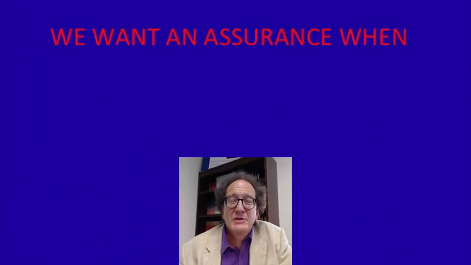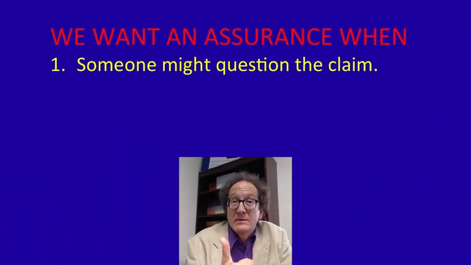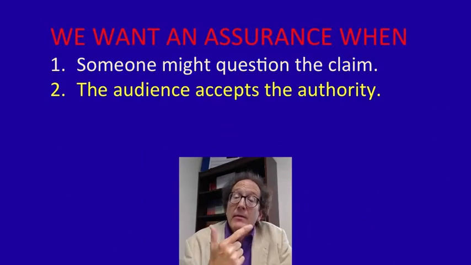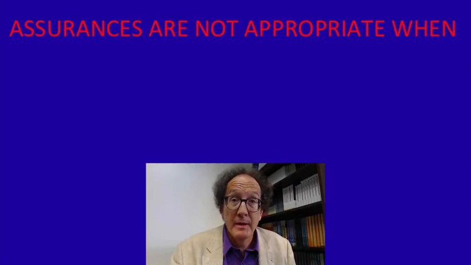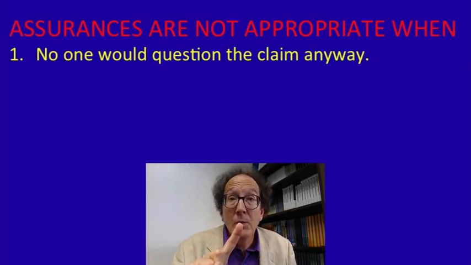So, assurances can be useful, and they can also be misleading. And that's going to be true of all the different ways of stopping the skeptical regress. There can be uses and abuses of all of these tricks. For assurances, we want to have an assurance when, first of all, somebody might question it. Second, the audience accepts the authority that is being referred to. And third, it would be too much trouble to actually cite the study and all the numbers and the evidence in the particular case.